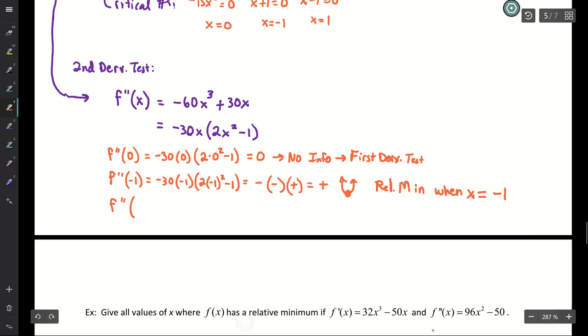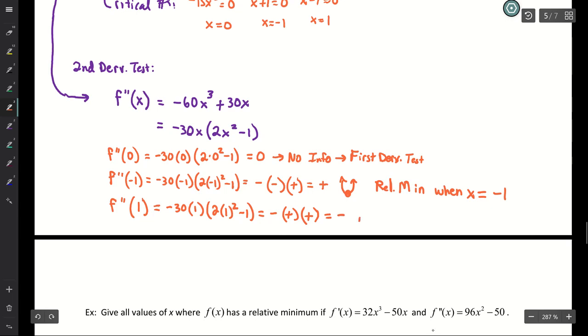Okay, now we go to the positive 1. So we're evaluating the second derivative at the critical number 1. There we'd have negative 30 multiplied by positive 1, multiplied by 2 times 1 squared minus 1. As long as it's not 0, all we want to know is whether it's negative or positive. The 30 is negative, the 1 is positive, and on the second group of stuff, if we evaluate, that ends up being positive as well. So we have a negative multiplied by 2 positives. That's going to yield a negative.